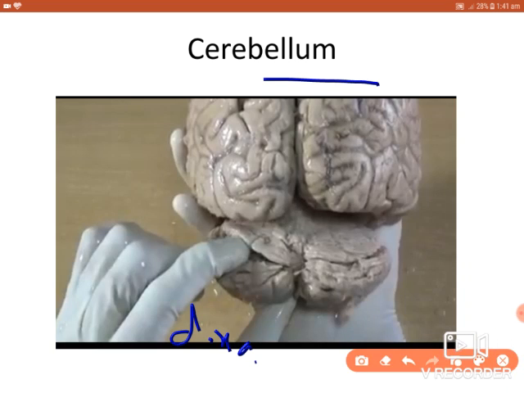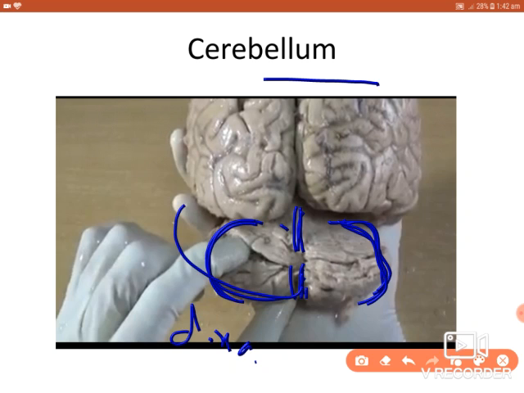Okay, here this is the cerebellum. The middle portion is called the vermis. This is the lateral part, the cerebellar hemispheres or lateral hemisphere. The posterior here is the posterior notch, which lodges the falx cerebelli. The falx cerebelli here is a dural fold.